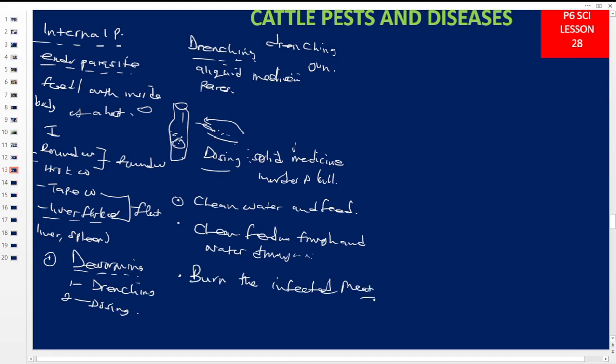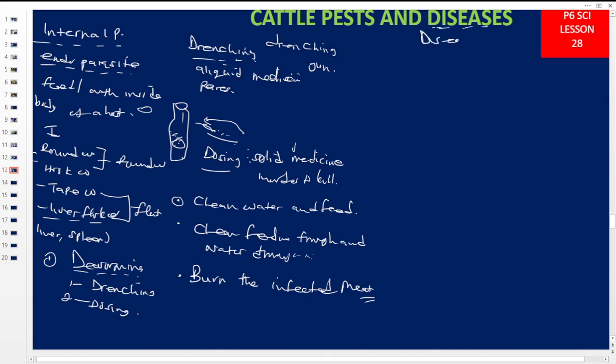Remember, we can get these tapeworms through eating infected meat. Now we should burn it. We should burn the meat of those animals that are infected. So these are some of the ways you can control the internal parasites. Then, as our heading states, cattle parasites, pests, and diseases.